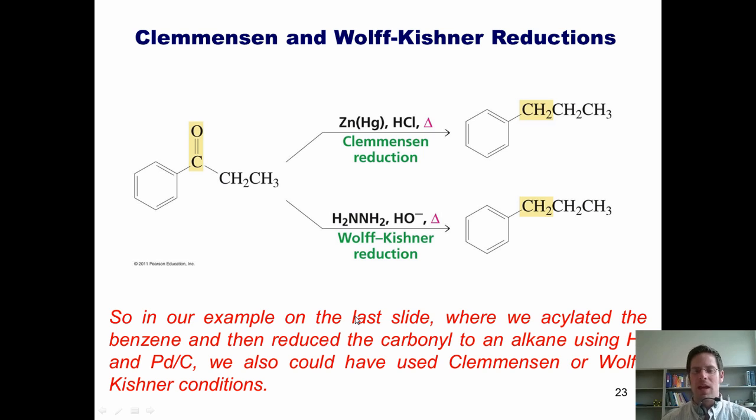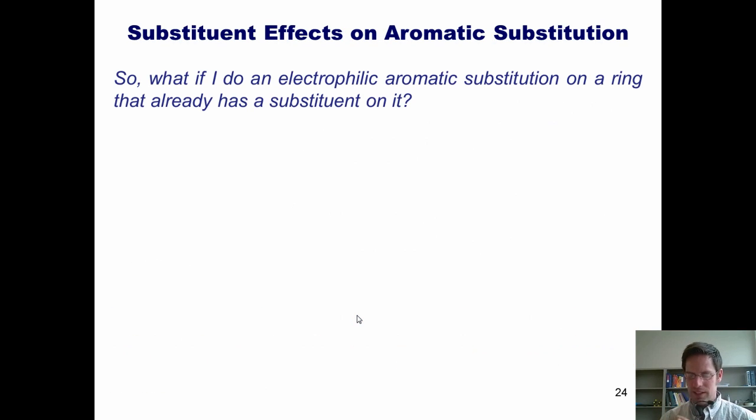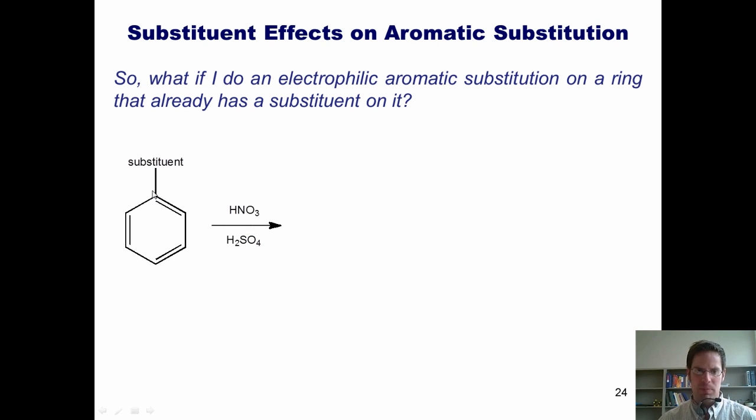So in our example on the last slide where we acylated the benzene and reduced the carbonyl to an alkane, we could also have used Clemmensen or Wolff-Kishner conditions if we had wanted. So what if I do an electrophilic aromatic substitution on a ring that already has a substituent on it, as in this example?